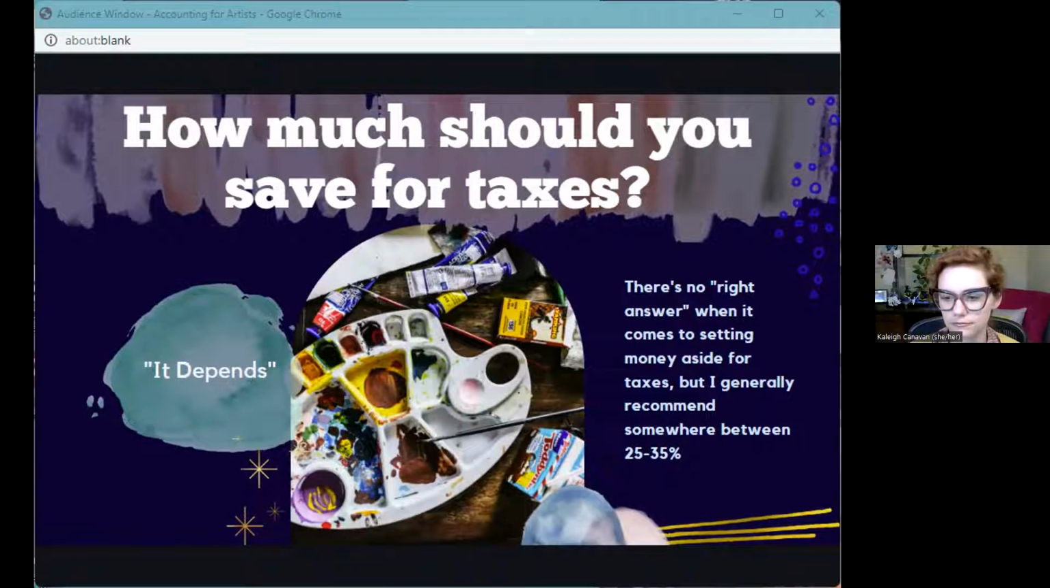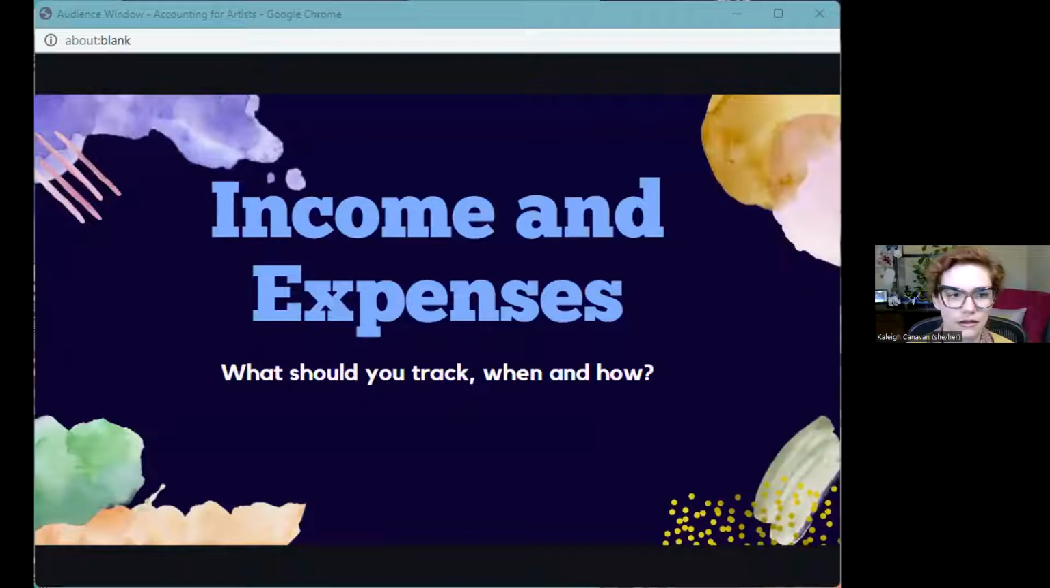Income and expenses. What should you track, when, and how? Wanted to touch on the why also here. So a lot of times people think money under the table is not reportable and we just won't even include it in the tax return. And there's a couple of reasons that you shouldn't do that. One is that it's not compliant with IRS regulations. You have to report all of your income.